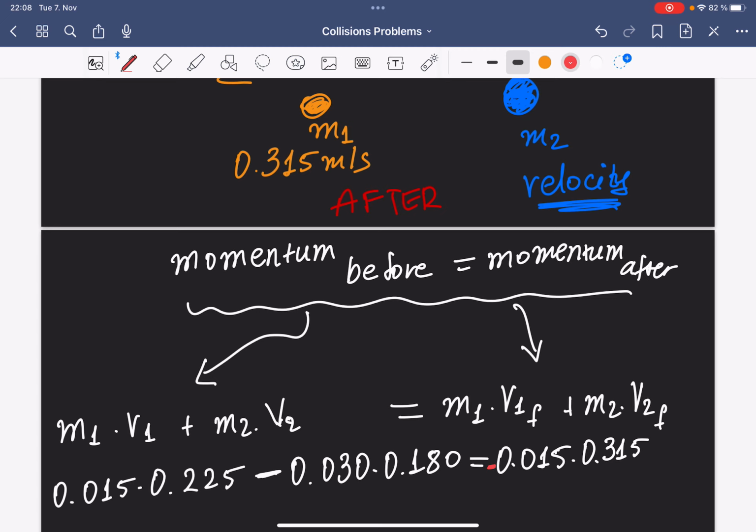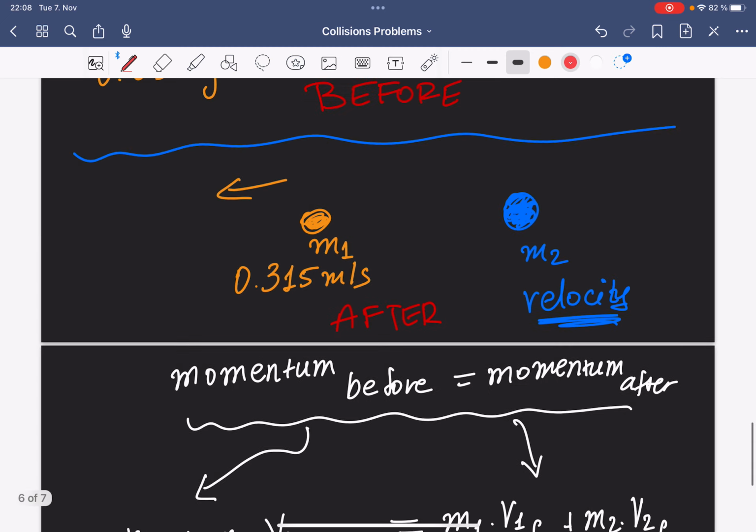important, guys. I want you to really pay attention. Why am I introducing this minus? Because the final velocity of the V1 is in the negative direction.